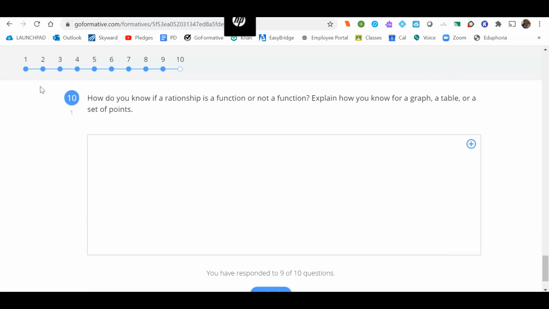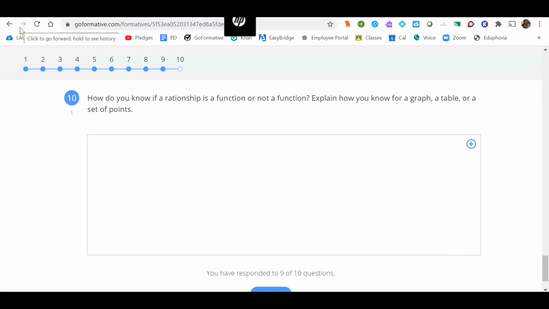All right, your last question, number 10. How do you know if it's supposed to say relationship, not a relationship. That's a typo on our side. How do you know if a relationship is a function or not a function? Explain how you know for a graph, a table, or a set of points. Miss Marrera, tell me what you know about a function. What would you like to say?